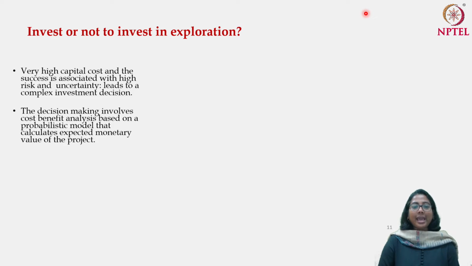This is not a rare story. So the decision making actually involves a cost benefit analysis based on a probabilistic model, where you calculate something called the expected monetary value of the project. Now what do we understand by the probabilistic model? Here I am not saying that there is one net present value of a particular project, and just looking at the net present value I am going to take a decision on whether to invest or not. There can be multiple net present values associated with different probabilities, and therefore I have to come up with the expected monetary value of the project.